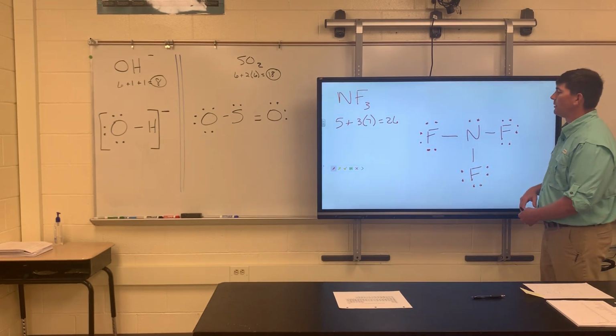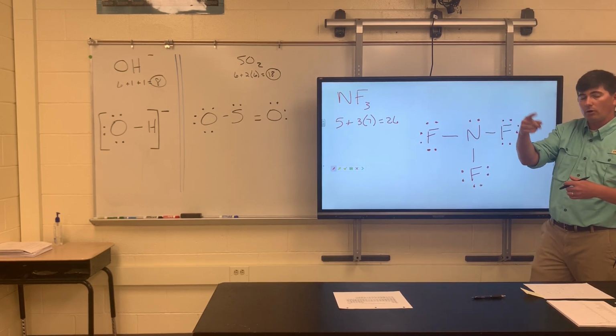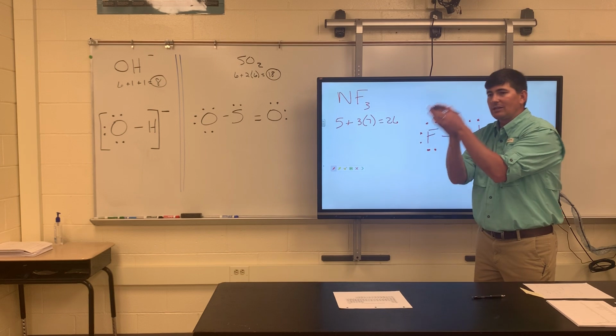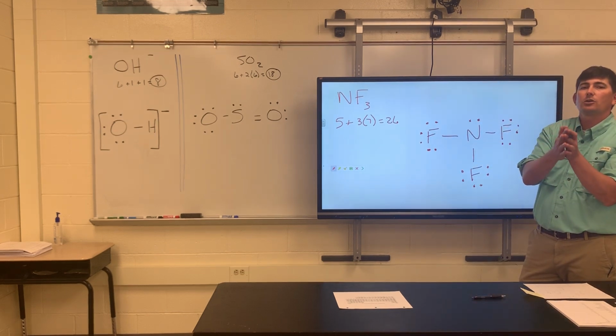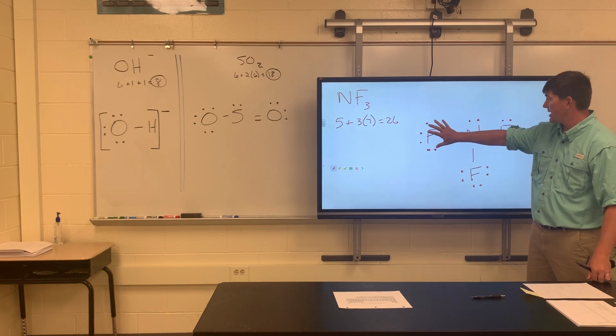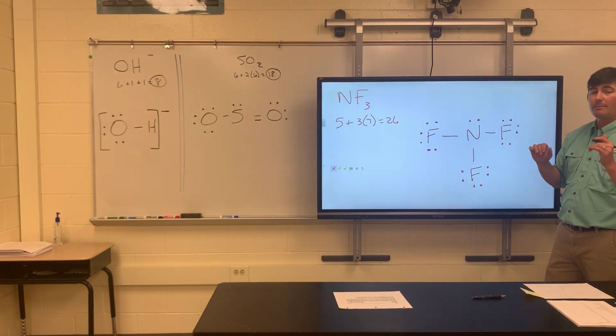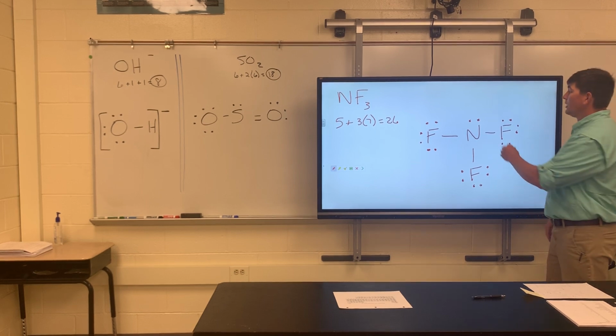So when we look at this problem, fluorines, group 7, they have 7 valence electrons. That means they want 1 more. Remember, if you would take 8 and subtract the number of valence electrons, that'll tell you how many bonds they want. So if they have the number of bonds they want, this guy has 1, 1, 1. Fluorine wants 1 bond, so they're good. That means their formal charge will be 0.